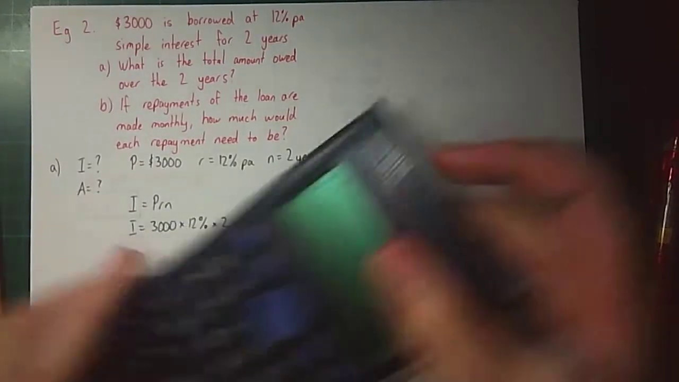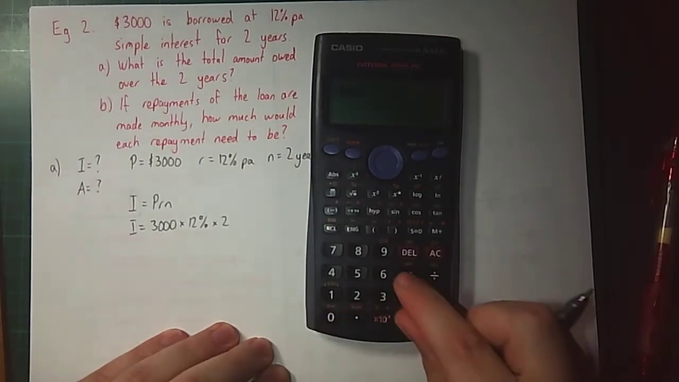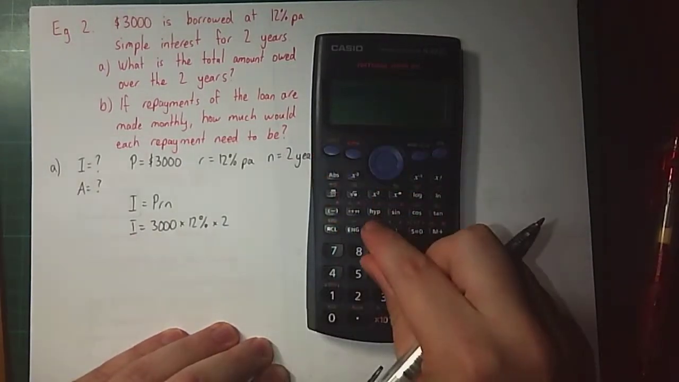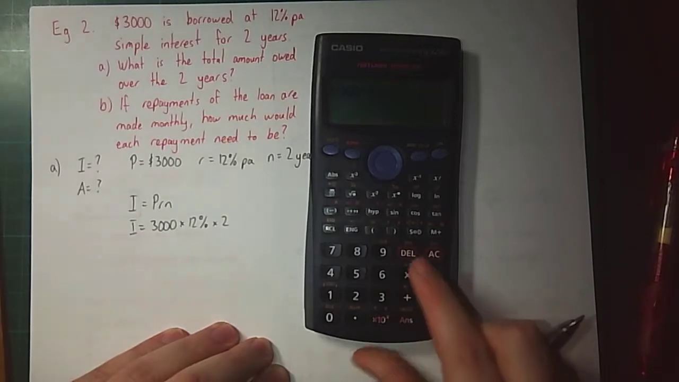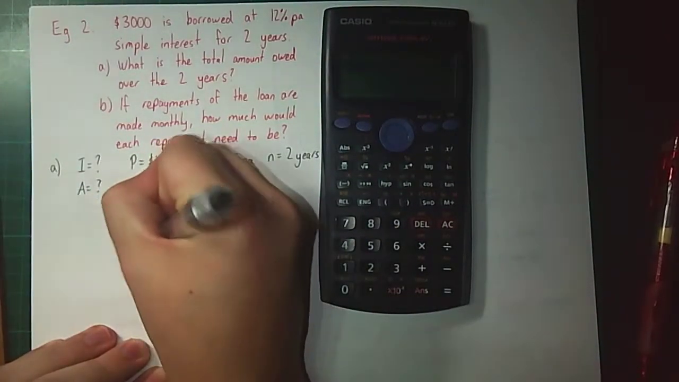So we'll get our calculator, we'll type this in and we'll see what we get. 3,000 times 12% times 2 gives us $720. So our I is equal to 720.